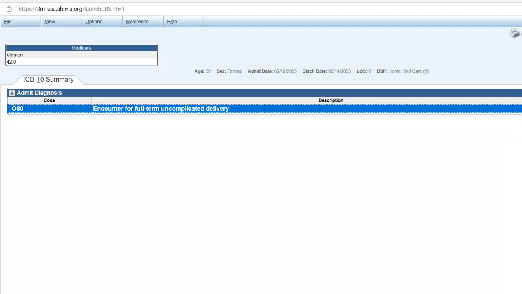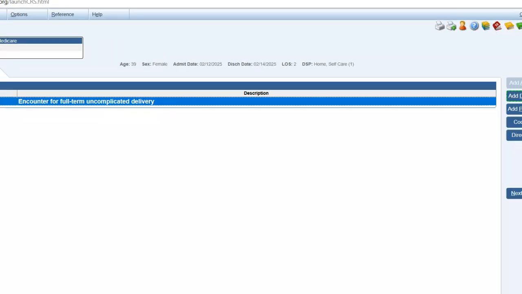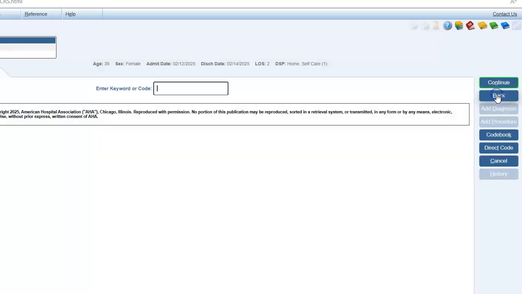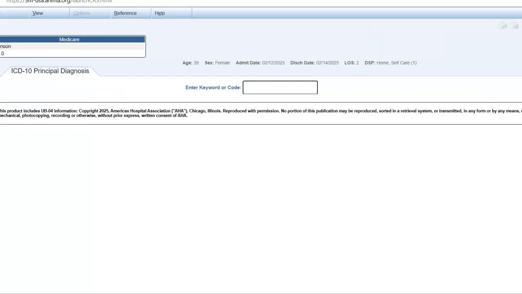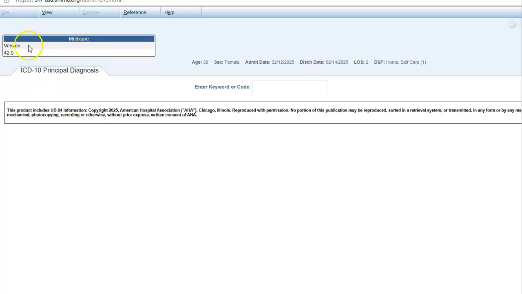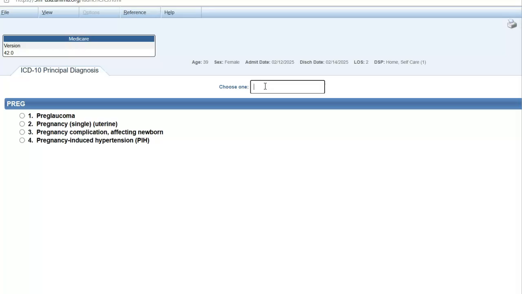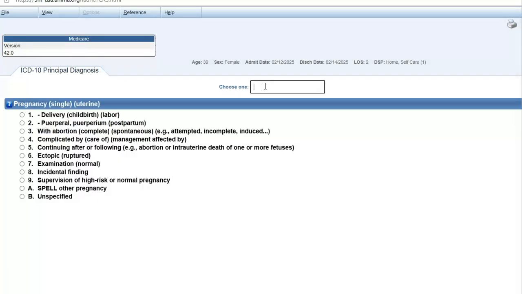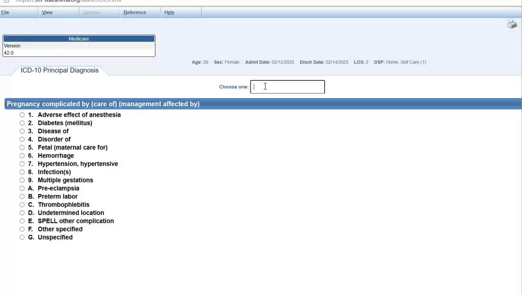Okay, now we're going to add diagnosis. Let me move my screen over so you can see. Add diagnosis. Let me move the screen back, and you can see that it changed it to principal diagnosis instead of admitting. So principal is always the first listed diagnosis on an inpatient account. So our patient came in because she had premature rupture of membranes, right? So I'm going to do pregnancy. If I can spell pregnancy. Number 2, we're going to do complicated by number 4. And it was complicated by premature rupture of membrane.